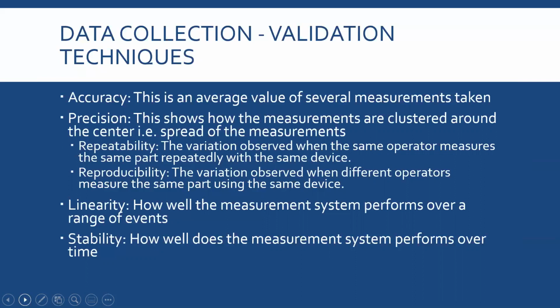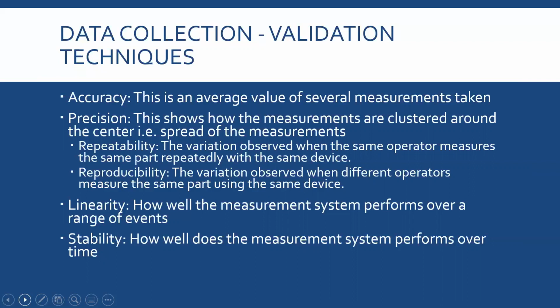Reproducibility is the variation observed when different operators measure the same part using the same device. If I brought my brother here and asked him to measure the length of this table, is he going to get the same measurement that I got? This is what we call reproducibility.